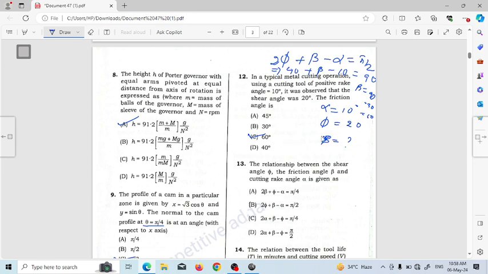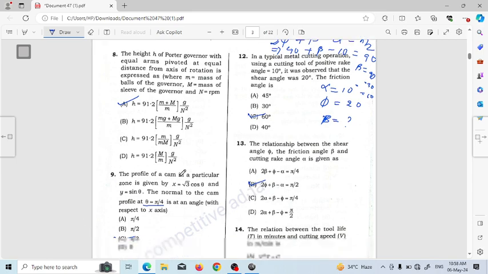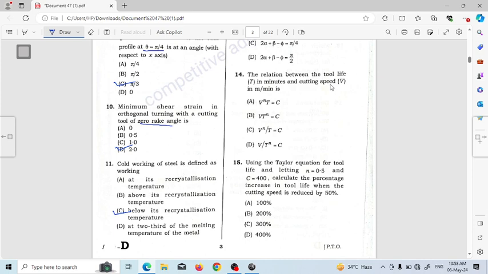Next, the same question repeated. The relationship between, so we know 2 phi plus beta minus alpha is equal to 90 degree. Next question, the relation between tool life in minute and cutting speed in meter per minute. So this relation is V T to the power n is equal to constant. So option B is the correct answer.